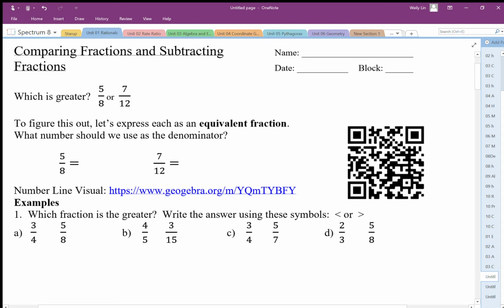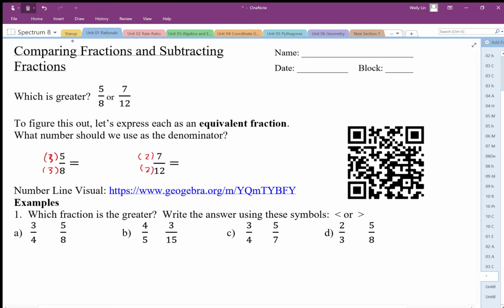But what we could do is see how big they are with a common denominator, and that does help. Okay, so we can start working this out. If I take a look at 8 and 12, the common denominator is going to be 24. So what does it look like with a common denominator? I'm going to times by 3 here, and times by 2 here.